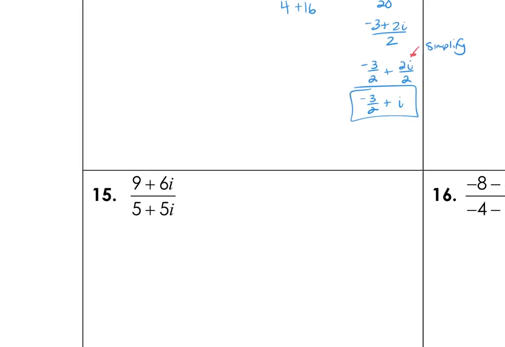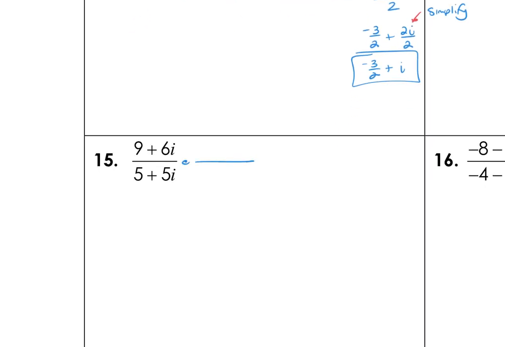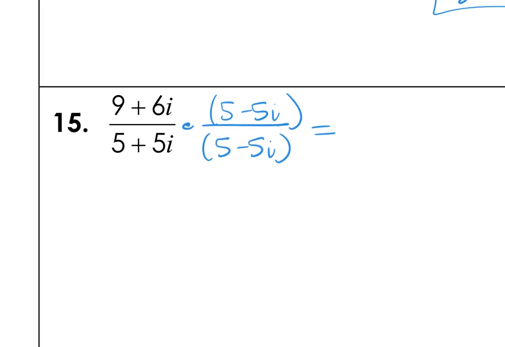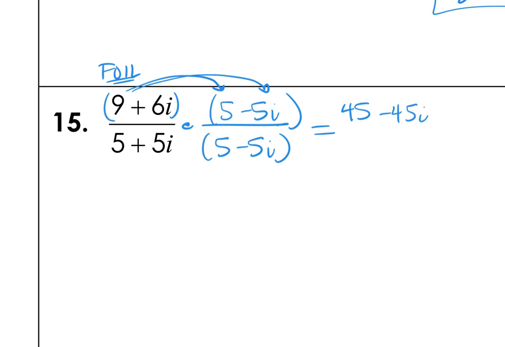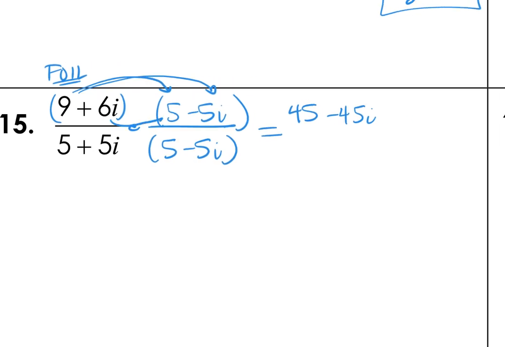All right, last one. We're going to multiply top and bottom by our complex conjugate, 5 minus 5i. Same terms, just a different sign. This also becomes a little bit of a longer problem because in my numerator, I have to FOIL. 9 times 5 is 45. 9 times negative 5i is negative 45i. 6i times 5, I have 30i. And finally, 6i times negative 5i, I get negative 30i squared.